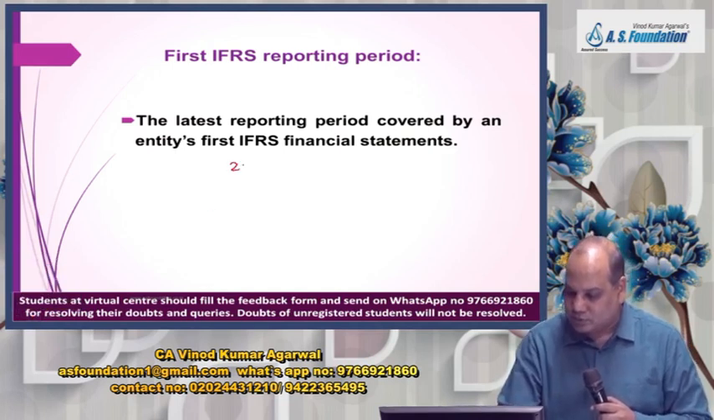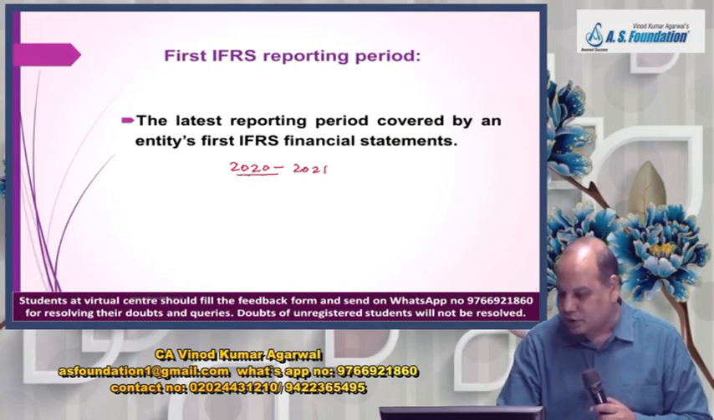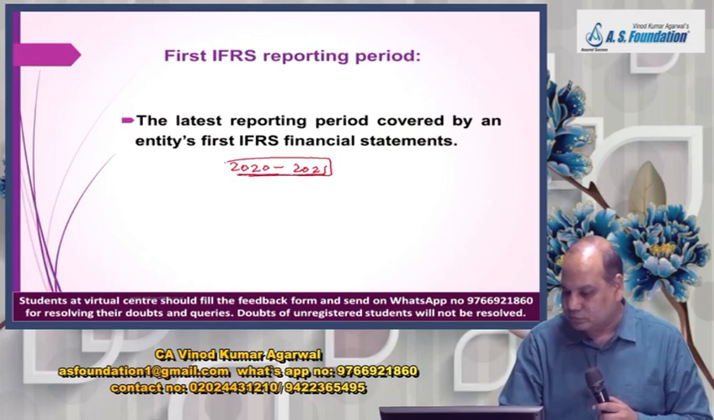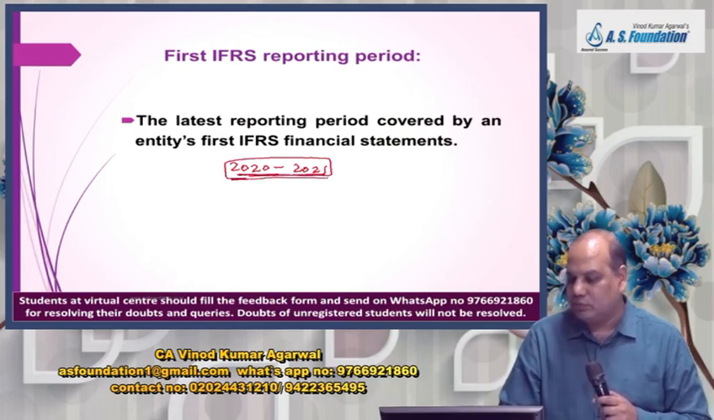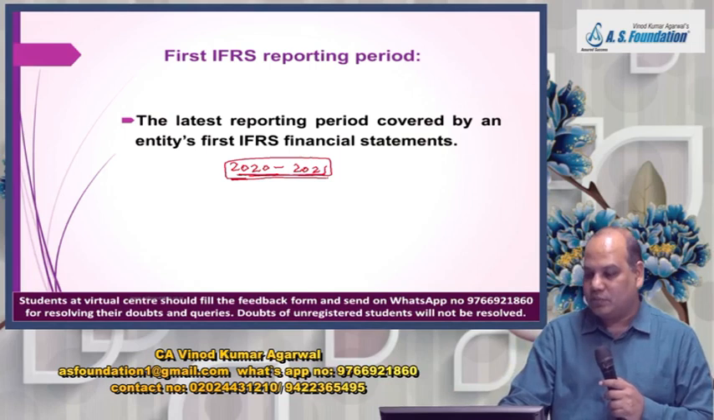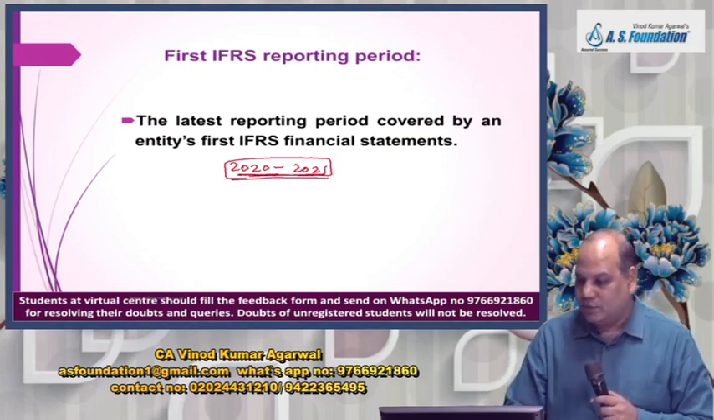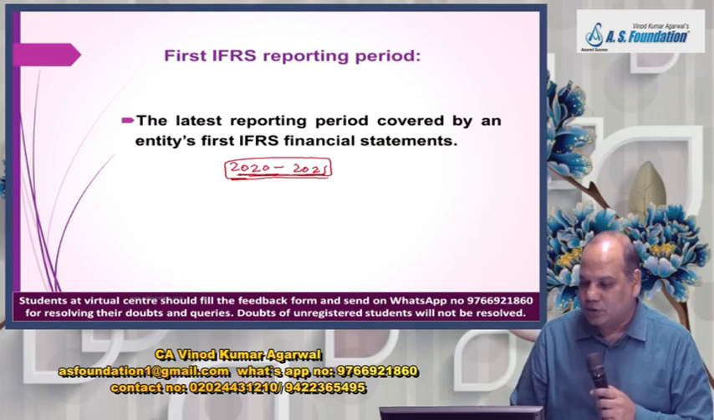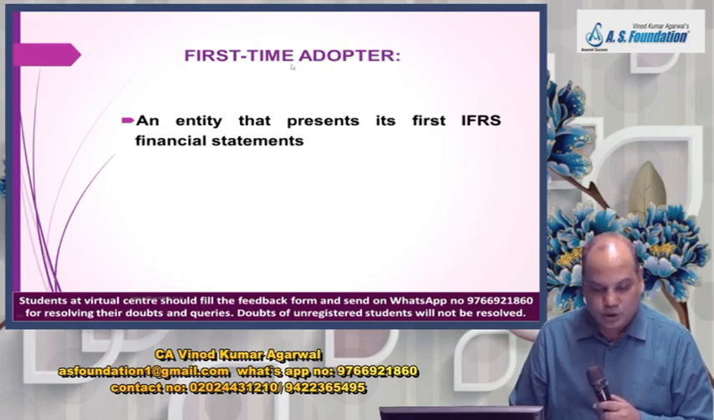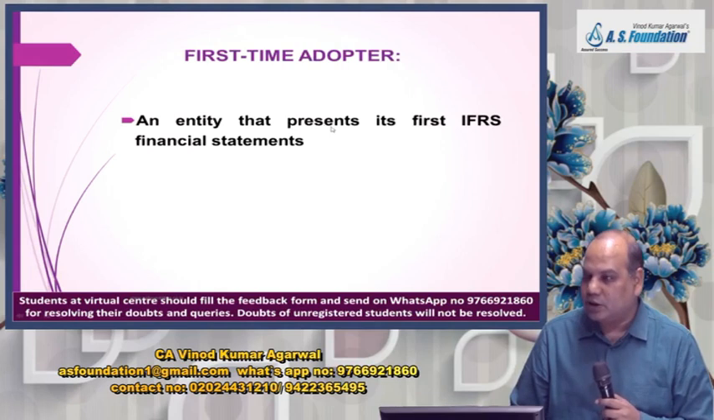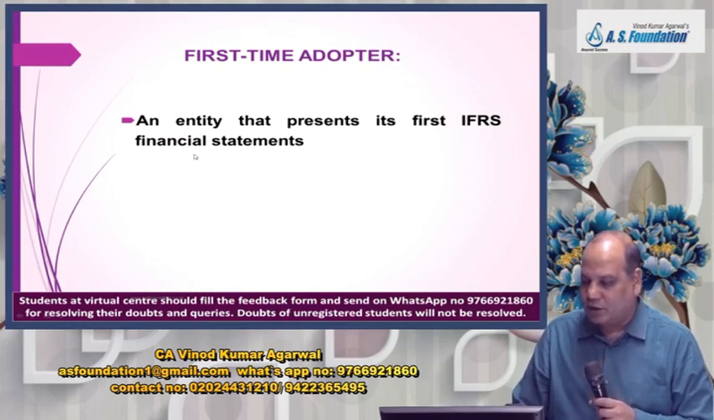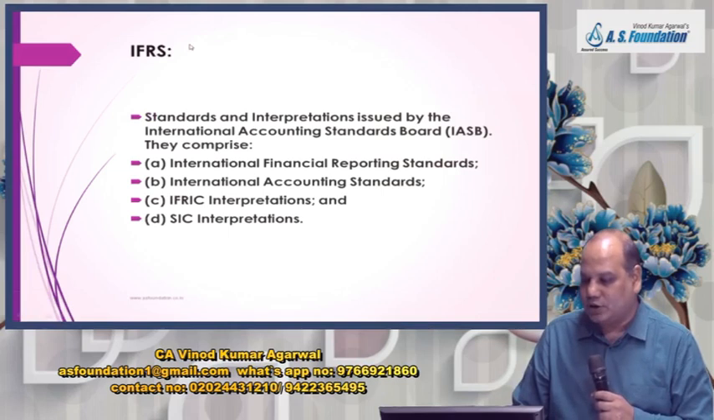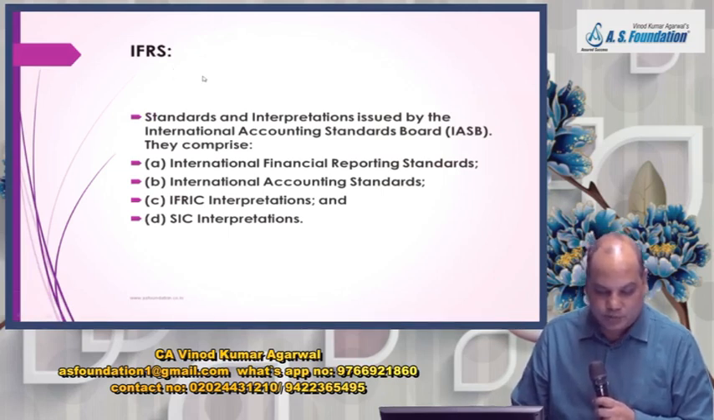And first IFRS reporting period is the latest period covered by an entity's first IFRS financial statement. Again, suppose a company decides to adopt IFRS from 1st April 2021. This period, when you decide to adopt IFRS for the first time, will be called the first IFRS reporting period. And what is the meaning of first time adopter? An entity that presents its first IFRS financial statement. It is preparing IFRS financial statements for the first time. That is called first time adopter.